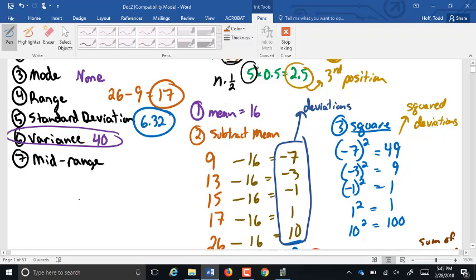We've already found the variance of 40. How do we find the mid-range? Yeah, the max plus the min, sorry, divided by 2. 26 plus 9 is 35, divided by 2 is 17.5.